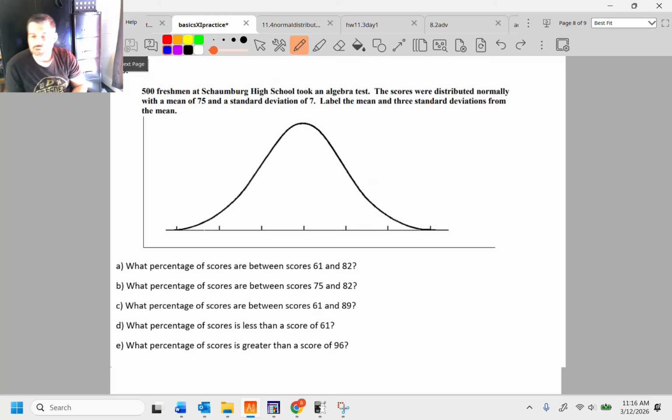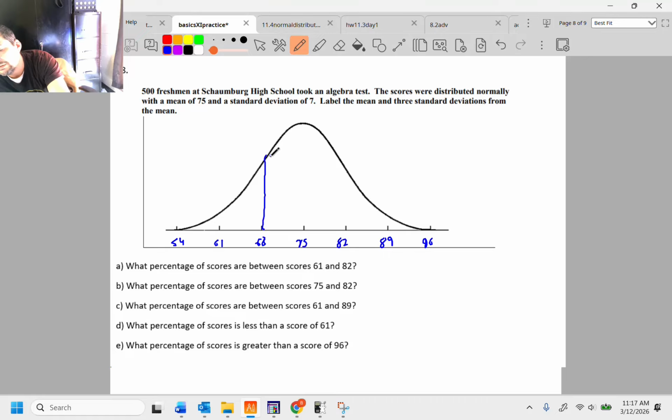500 freshmen at, I can't even say that, Schwamberg High School took an algebra test. The scores were distributed normally with a mean of 75. That goes in the middle. And a standard deviation of 7. So we add 7, we're at 82. We add 7 again, we're at 89. We add 7 again, we're at what, 96? Take it away, 68, 61. And then what, 54? And then you just fill in your pieces.